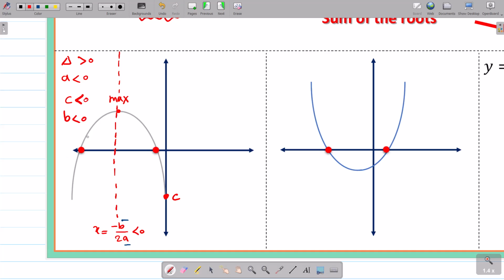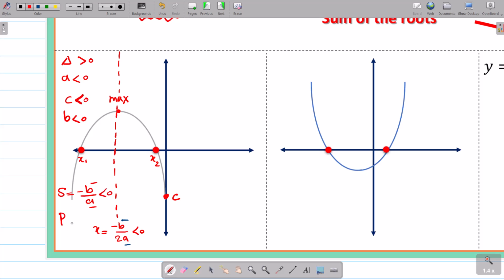Let's talk about S and P. We have 2 zeros, so we can talk about S and P. S was the sum of the 2 zeros. We know both of these amounts are negative, so S will be negative as well. Another way to say that is the formula of S was negative B over A. So B is negative, A is negative. As a result, S is negative as well.